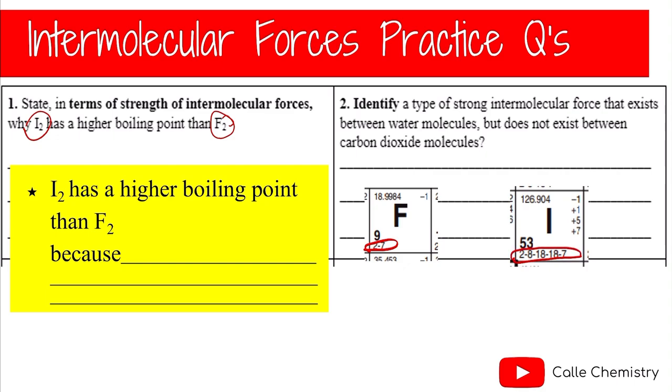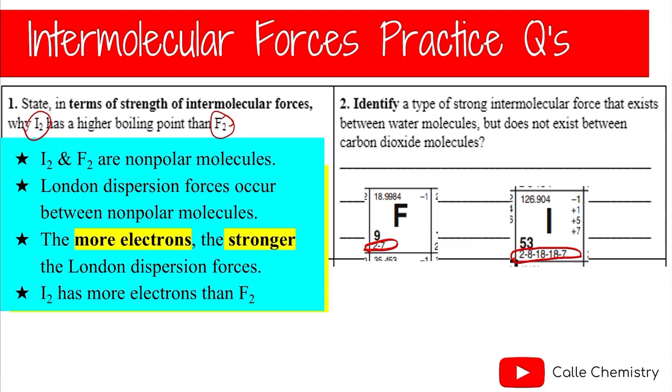Now, to answer this, we can say, well, iodine and fluorine are nonpolar molecules. The intermolecular forces that happen between nonpolar molecules are London dispersion forces. The more electrons the atom has, the stronger the dispersion forces. So in this case, iodine has more electrons than fluorine.